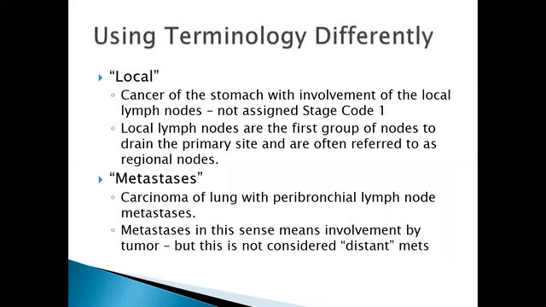So like I said, clinicians may use some terms differently than cancer registrars, so it is very important to understand the words used to describe the spread of cancer and how they are used in staging. For example, local or localized can be stated as something like cancer of the stomach with involvement of the local lymph nodes. Now, local lymph nodes are the first group of nodes to drain the primary site and are often referred to as regional lymph nodes or regional nodes.